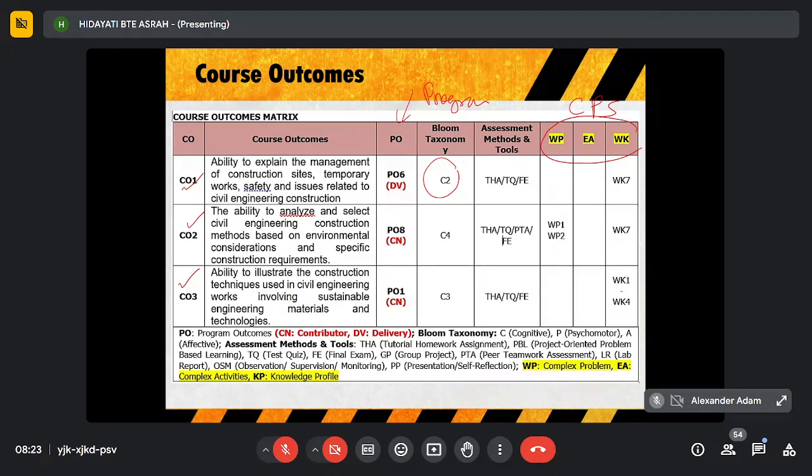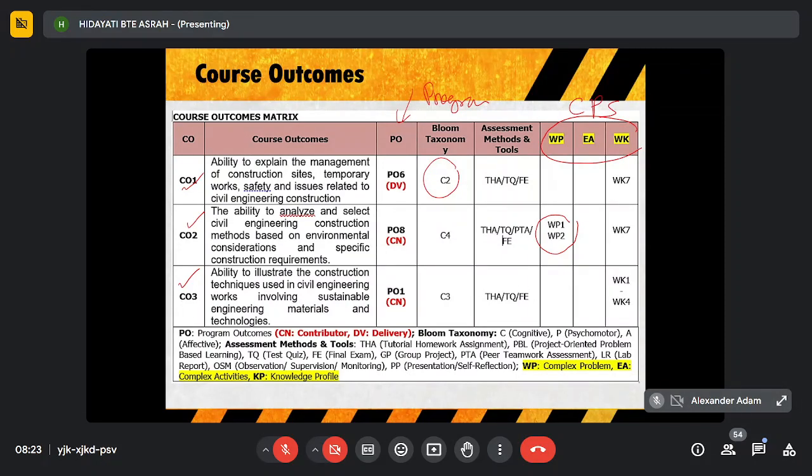Okay, so course outcome number 2 is linked to PO7, which is ethics. And it is also linked to WP1 and WP2, the CPS. WP1 is knowledge at the level of fundamental base engineering, in order to answer this problem for CO2. And WP2 involves engineering and other issues, such as environmental consideration and specific construction requirements. So this will be assessed in PO7, it is linked to PO7.